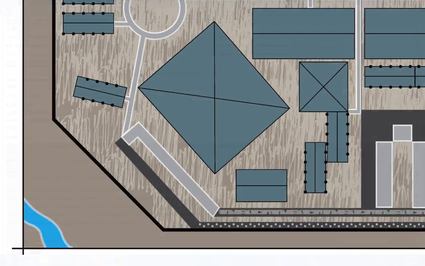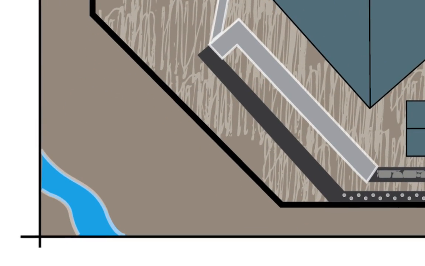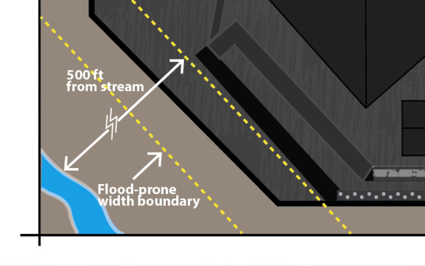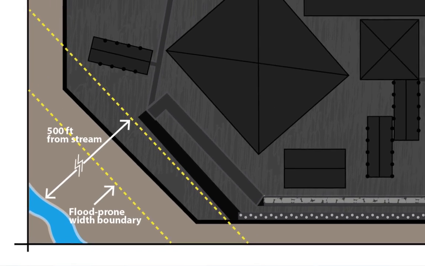So in some cases you could have something that's 500 feet wide, or it's tied to the flood-prone width. That's the first order delineation of how wide we need to go to constitute a buffer. And it's also saying that you've got to drain that water into that buffer as sheet flow. Okay, so we'll say yes for that.